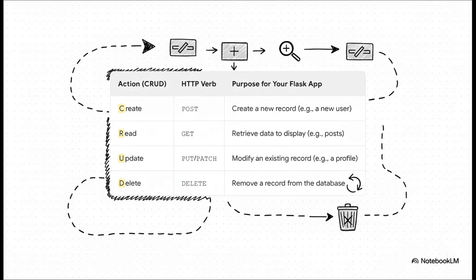Now this table right here is basically your roadmap for building your Flask API. Every basic database action, we call them CRUD actions for create, read, update, and delete, maps directly to a specific HTTP verb. When you want to create a new user, you use POST. When you want to read some data, like a list of posts, you use GET. To update a profile, it's PUT or PATCH. And to delete something, you use DELETE. You have to get this right. It's not a suggestion, it's the standard. Using the right verb for the right action is fundamental to building a proper API.